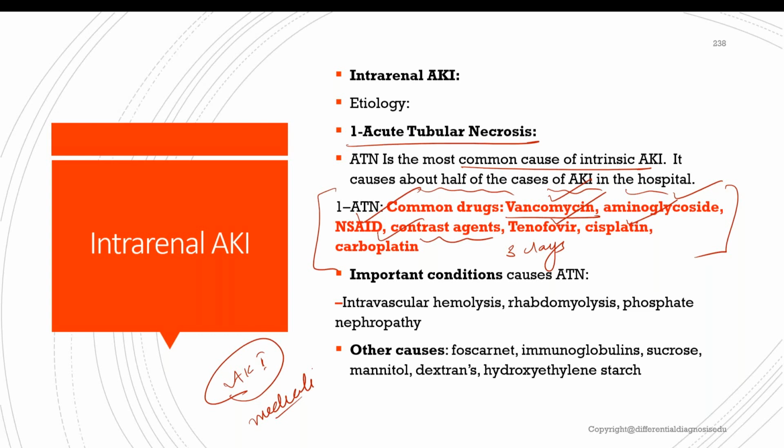CT scan with contrast, cardiac cath, iodine dye, so any contrast in the last 3 days. And then there are certain conditions which can cause ATN too, like hemolysis, rhabdomyolysis, and phosphate nephropathy, which is not very common these days because we don't use phosphate for bowel preparation these days. And then other rare causes: immunoglobulin, sucrose, mannitol, dextrans, hydroxyethyl starch. Mannitol can cause it in the ICU if you are using it for decreasing intracranial pressure. Otherwise, less common.